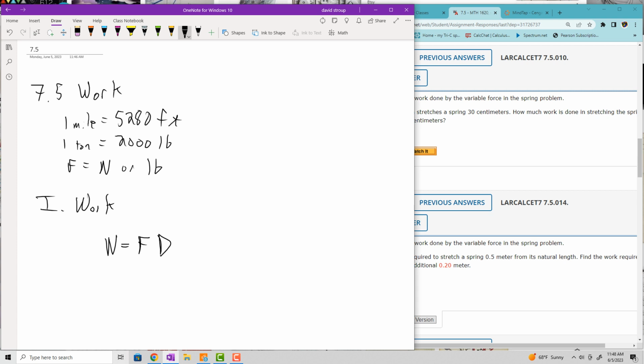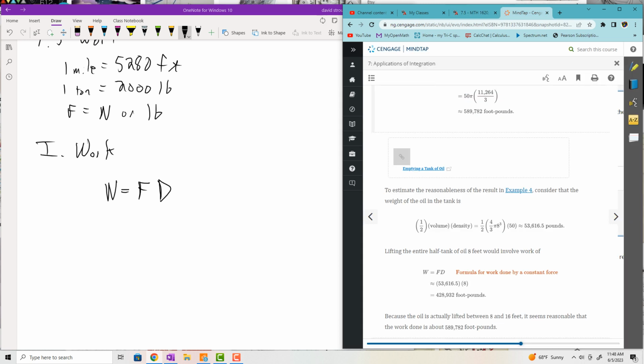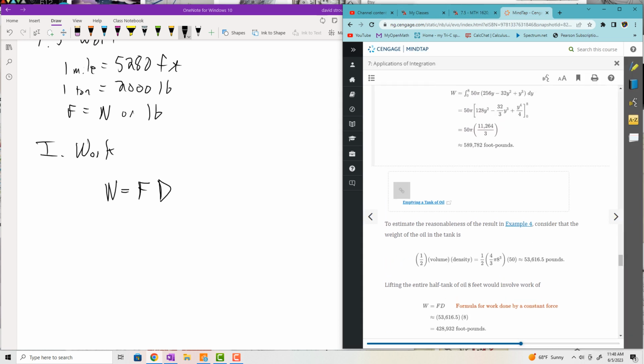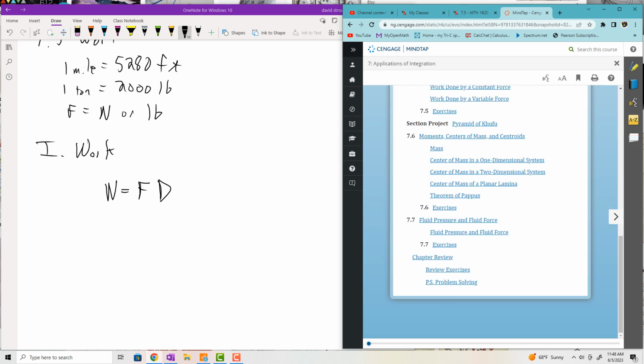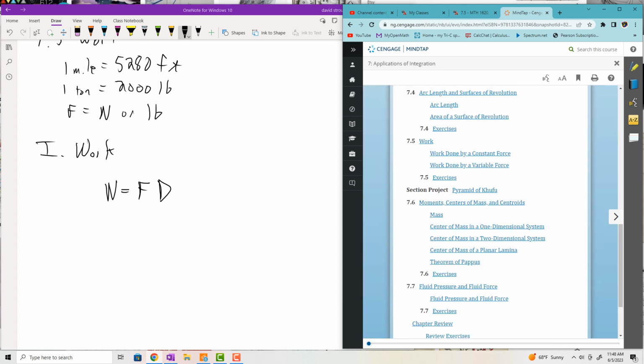It'll be, in that case, a variable force because the higher you go, there's less gravitational pull. And then there's times the distance traveled. Okay, and it's a very simple formula. You'll see it in the beginning exercises. Let's maybe look at the exercises here where you're just applying it.